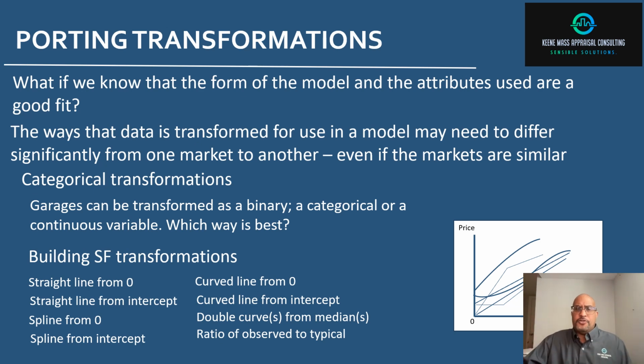So there are a lot of choices, and each one of these is the best fit for one market and the worst fit for another. So there's a pretty good chance that a ported transformation from another market won't be the best fit for your market. So as a general rule of thumb, the more significant the attribute, the more nuanced the transformation will need to be. And the second rule of thumb is the more variance there is in the data, the more nuanced the transformation will need to be.